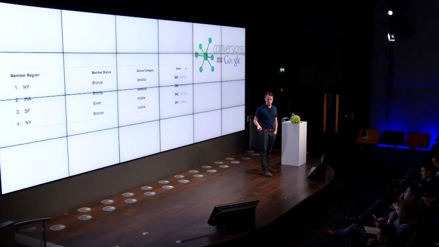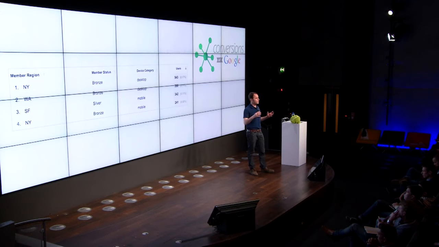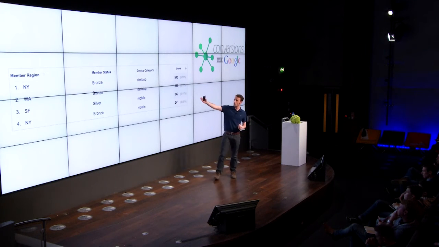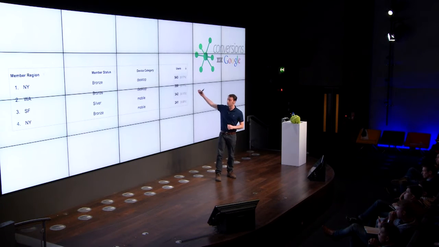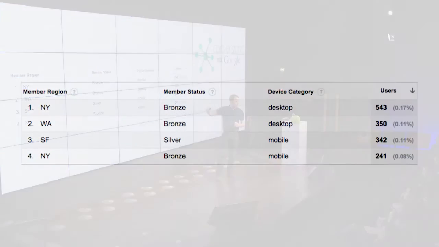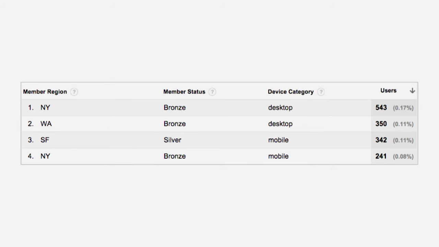Now, this will enable you to build this kind of table inside Google Analytics where you can merge information from your CRM and from Google Analytics behavioral data. And you will see things like, my bronze users using desktop. I had 543 users coming to the website this week, for example, and they saw these pages, and they had this kind of conversion rate.